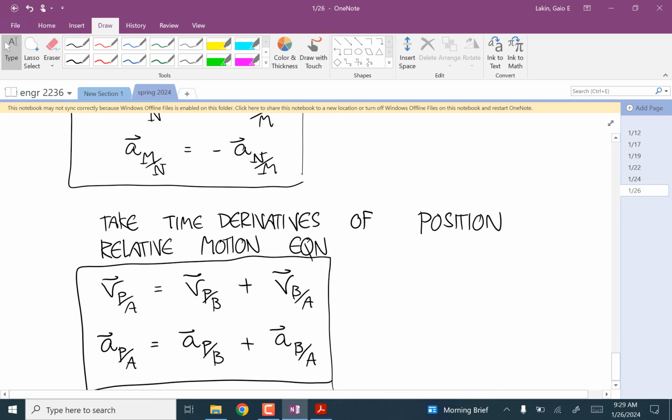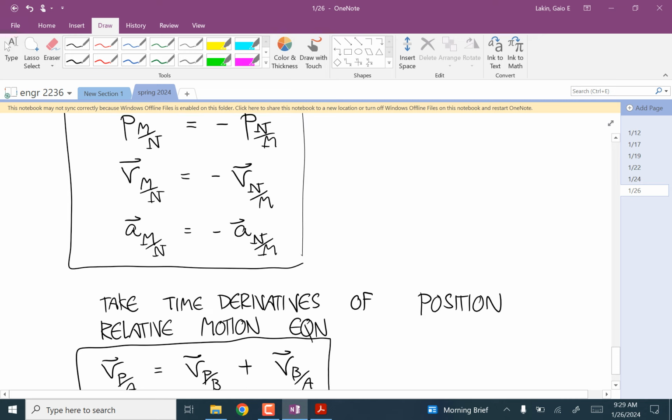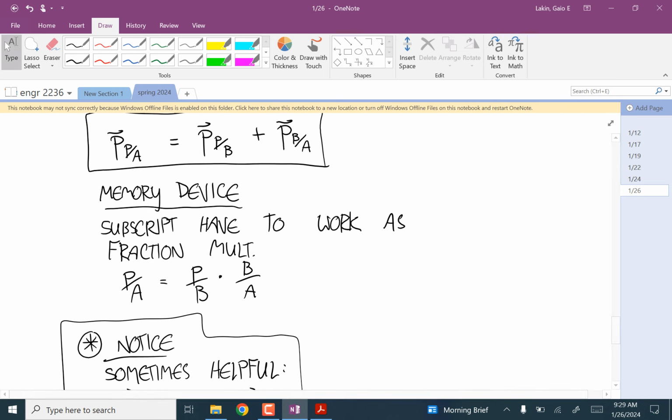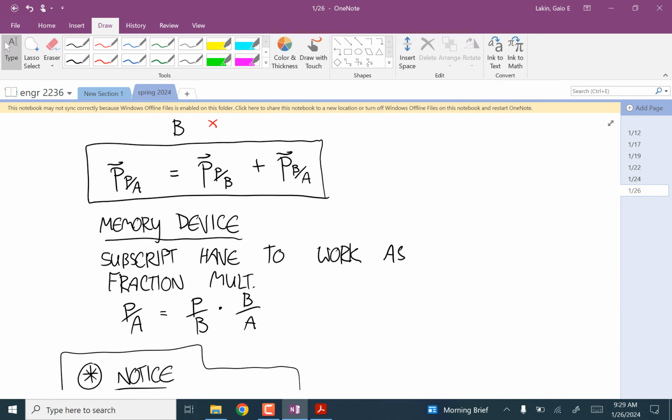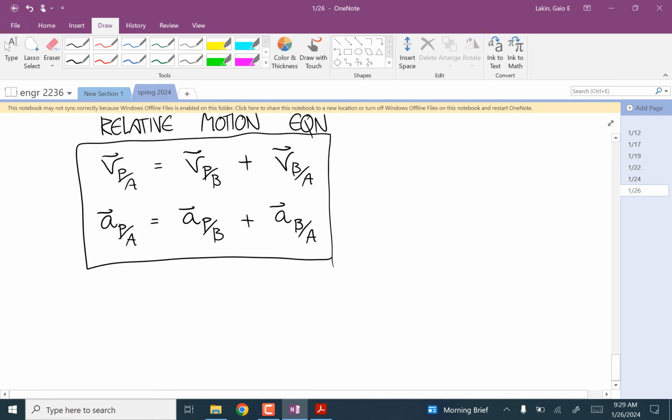Okay, so I think that's the math of it, but really it starts to make sense once you start to use it in a lot of example problems. So let's start doing a few example problems.